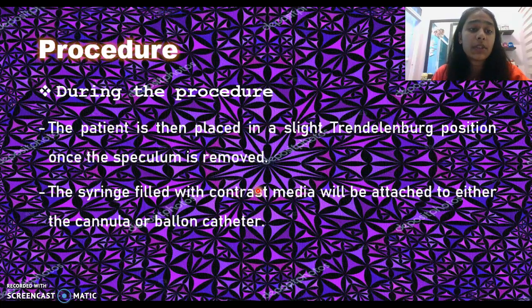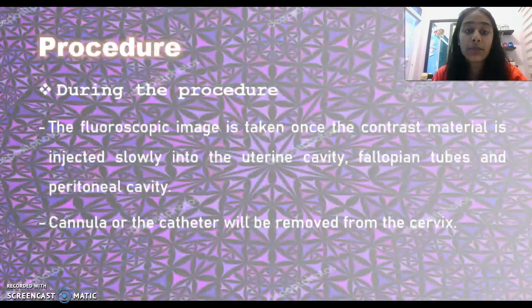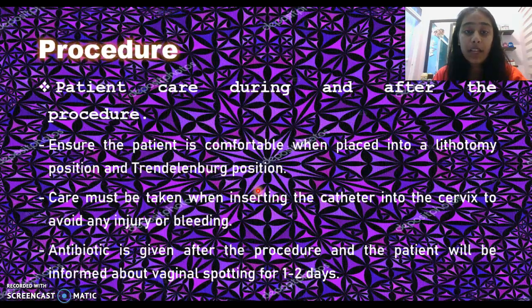Okay, the patient is then placed in a slight Trendelenburg position once the speculum is removed. Once the patient is positioned, the fluoroscopic images are taken as the contrast material is injected slowly into the uterine cavity, fallopian tubes, and the peritoneal cavity. Once the images are taken, the cannula or the catheter will be removed from the cervix.